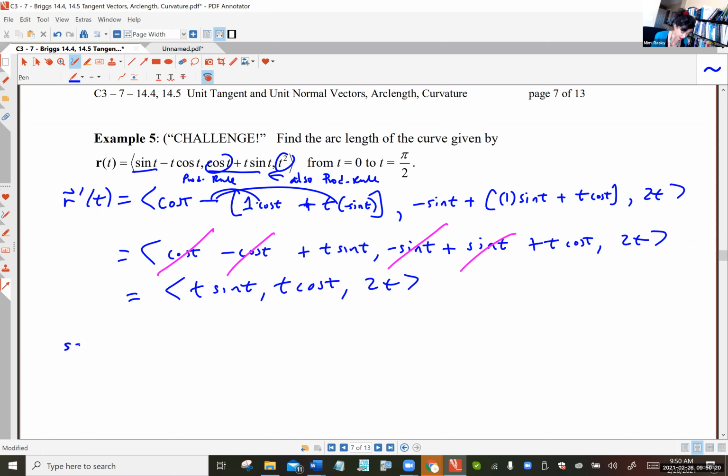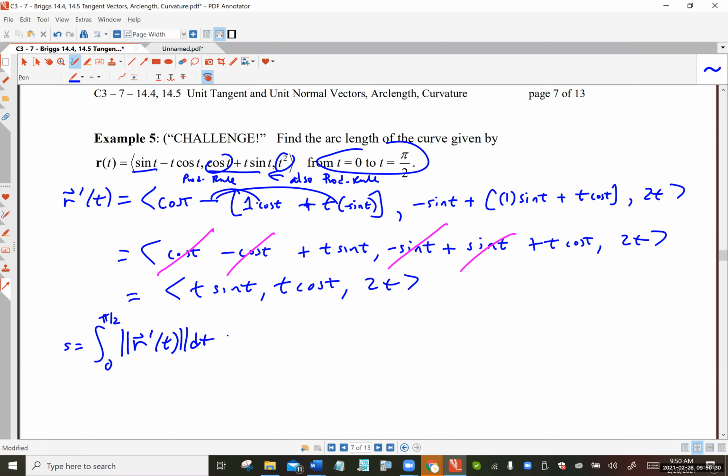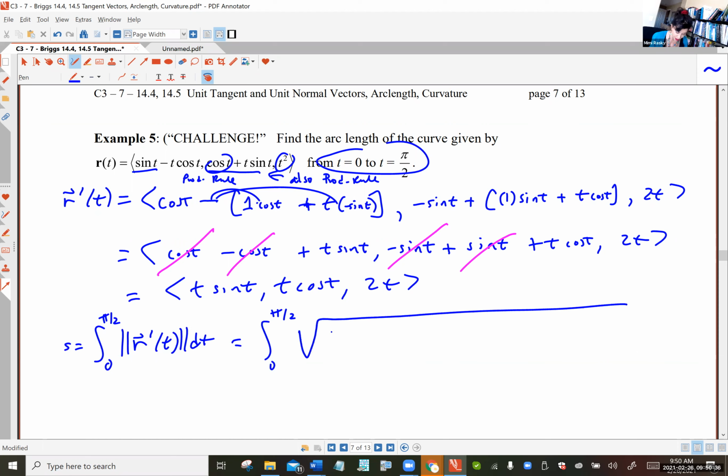Now what? Well, arc length is defined as the integral, and they did give us the time interval 0 to pi halves seconds, and you're integrating speed, which is the magnitude of velocity. So you're like, okay, I'm going to have this horrible looking square root. Oh my God, this is awful. This is probably not even going to be integrable. Oh my God, what am I going to do?